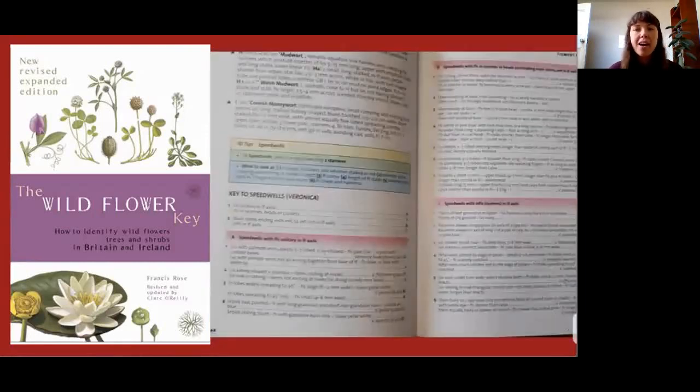As well as the colour illustrations, this book has what we call dichotomous keys, which are essentially a series of yes or no questions that essentially work as a flow chart to bring you out to the correct species. Even if you don't use these keys, which can be quite complicated, the illustrations are great and it's a really good book.